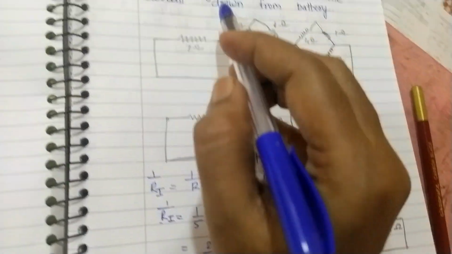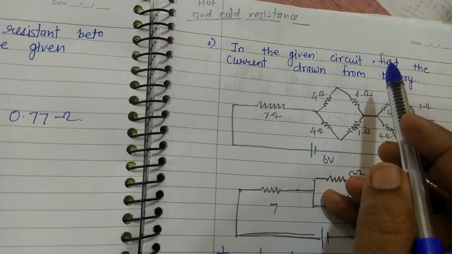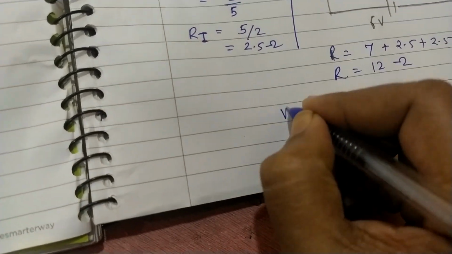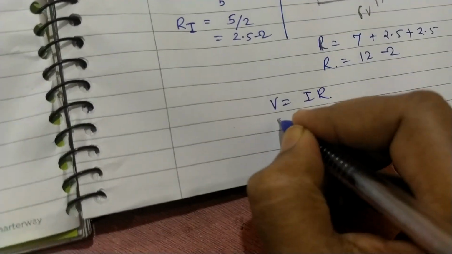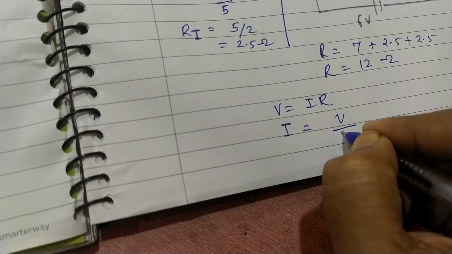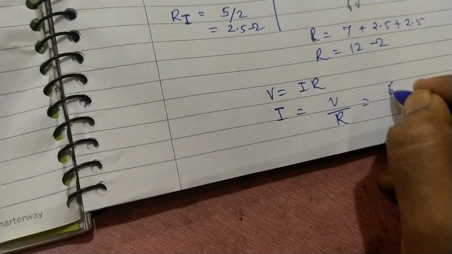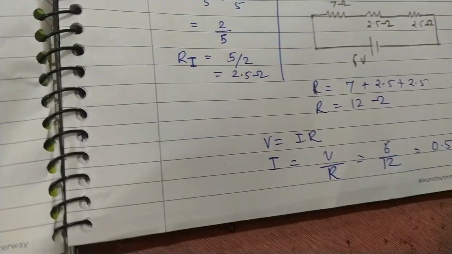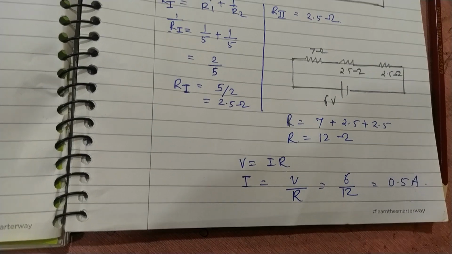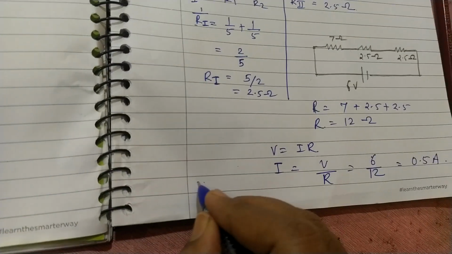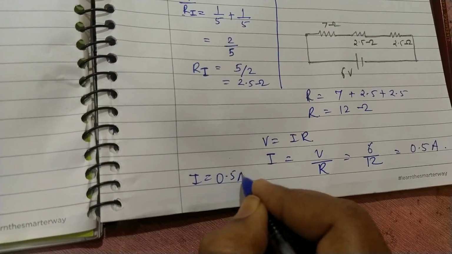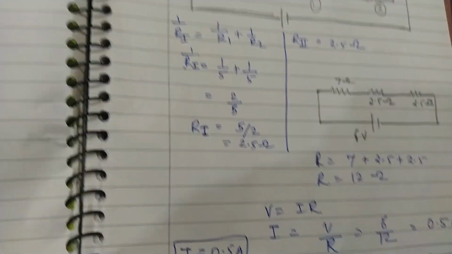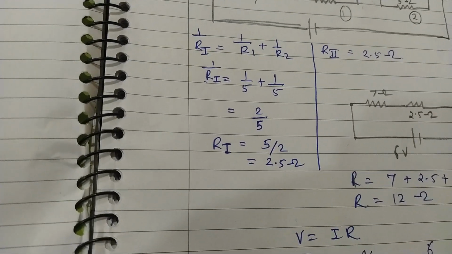What was the question? In the given circuit, find the current drawn. Now we will apply Ohm's law. V is equal to IR. I is equal to V upon R, which becomes 6 by 12 ampere. Got it? So I is equal to 0.5 ampere. Done. Got the problem? Please note it down in the classwork.